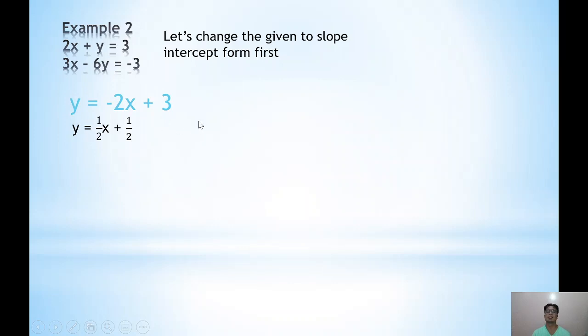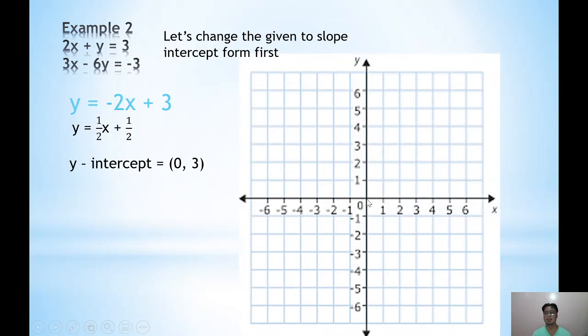Dito muna tayo. Kunin natin yung y-intercept. 0 yung x, positive 3. 0 and 3. Ito po. Graph natin. 0, walang movement, kanan o kaliwa. Ayun.